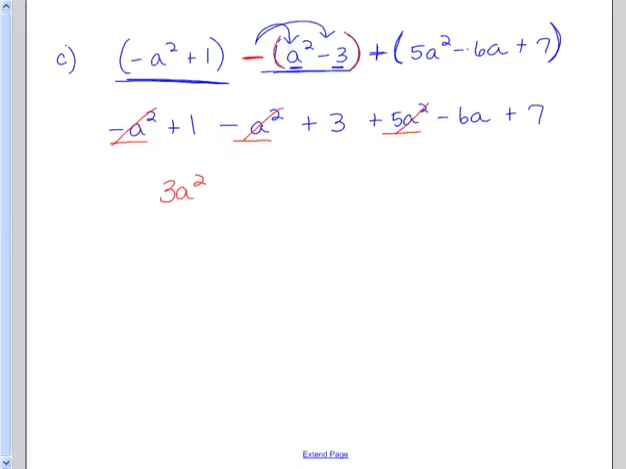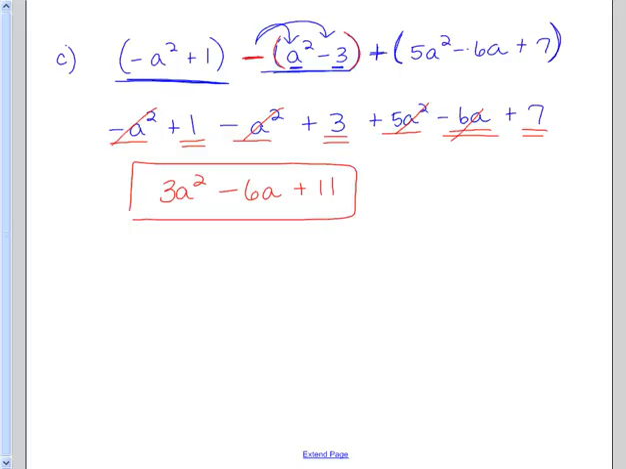The next term I want is my a. We only have just the negative 6a, so we're finished with that. We have a positive 1, a positive 3, and a positive 7. That's going to give me positive 11. So here is my final answer.